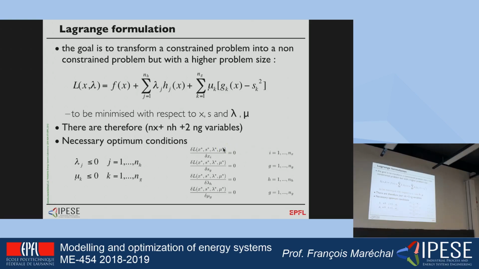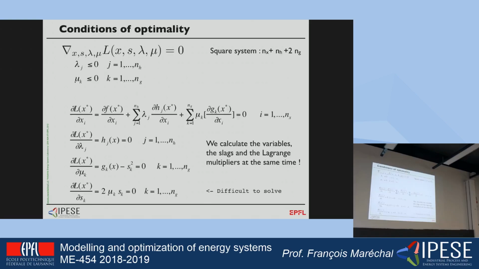If I make the sum of how many variables I have: nx plus ng plus nh plus ng. Those are the list of values that I need to calculate. And how many equations do I have? I have nx plus ng plus nh plus ng. So it means that I have a square system. And if I look at what it means, now let's take the derivative of this equation.